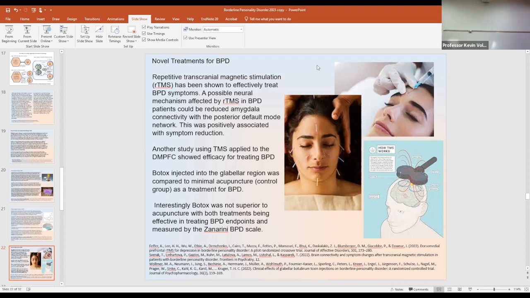One thing they tried it for was borderline personality symptoms. The idea is that, again, you can affect the neural mechanisms involved in BPD, especially related to amygdala connectivity, right? Amygdala has to do with your sense of fear, so that could have something to do with this. And there are a lot of circuits in the brain that go through the amygdala and then go out to other places. I assume you guys have had some neuroanatomy.